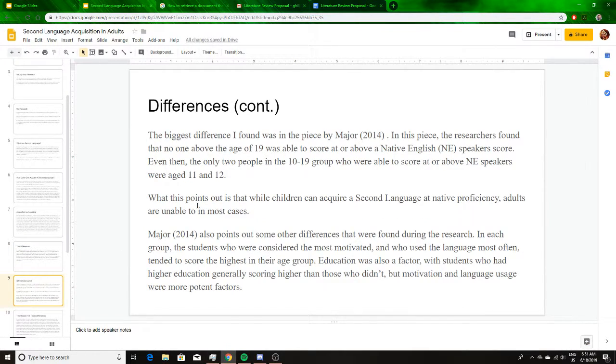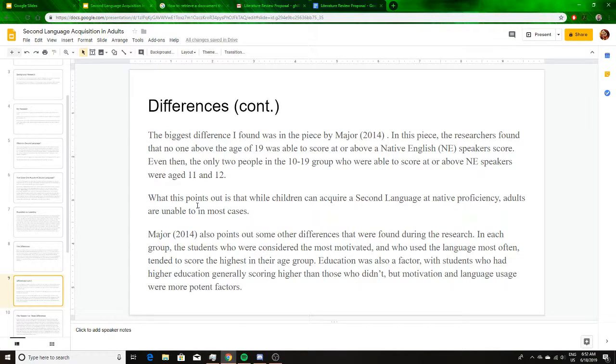So going into that, the biggest difference I found in that piece by Major was that no one above the age of 19 was able to score at or above a native English speaker's score on the test that Major gave. Even then, the only two people in the 10 to 19 group who were able to score at or above a native English speaker were aged 11 and 12, so they're prepubescent. No one past that puberty range was able to score close to a native English speaker's score.